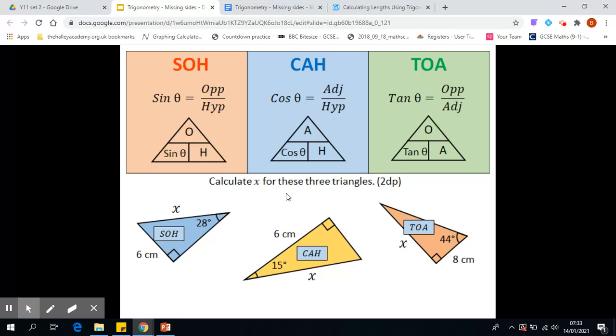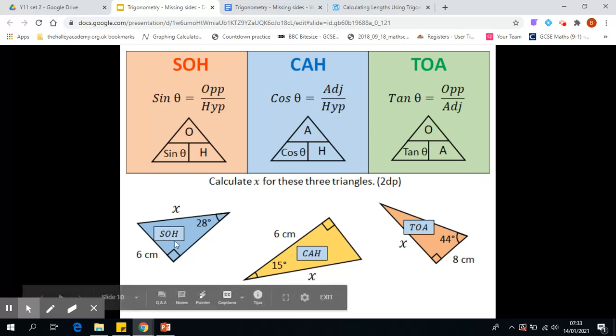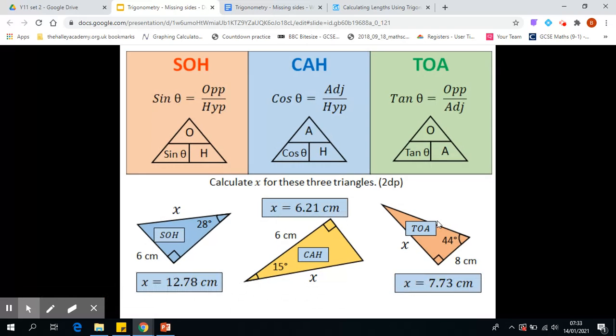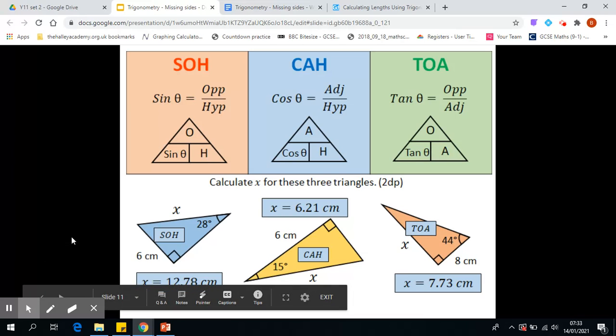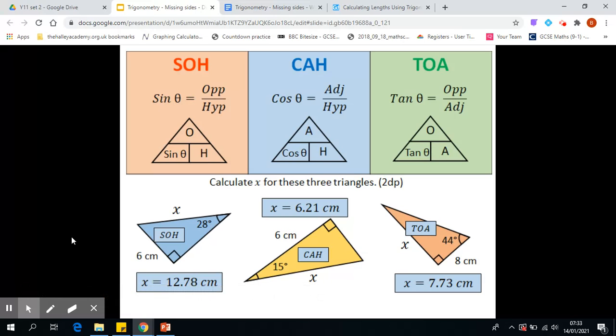Here's the first working out. This says I use the sine ratio here, not cos and tan. Here are the answers. Please note you may find these answers in slides 9, 10 and 11 for your reference.